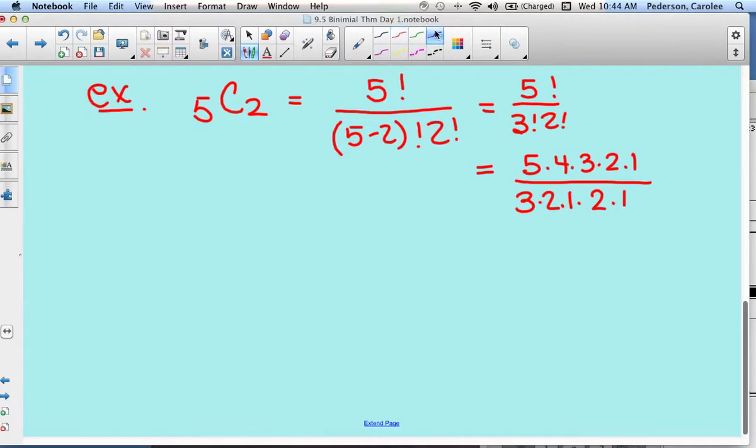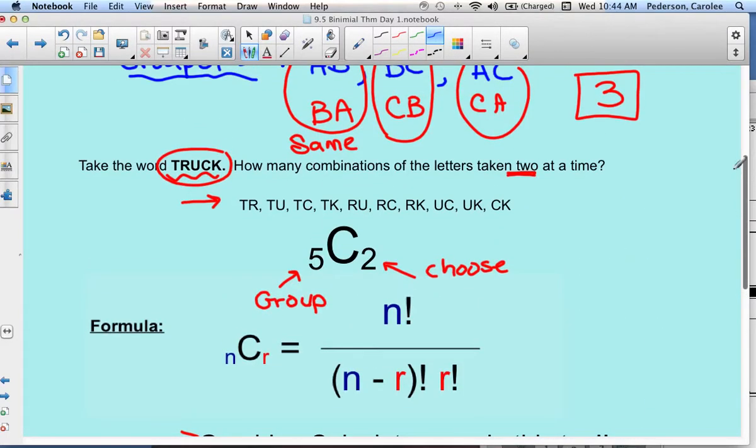Notice that we can do some canceling. I can cancel this 3 and 3, the 2 and the 2, the 1 and the 1. So what I'm left with is 5 times 4, which is 20, over 2 times 1 is 2, and I get 10. There are a total of 10 groups, and if we count up, this should be 10. So you can make groups of 2 out of those 5 letters using the formula for a combination.